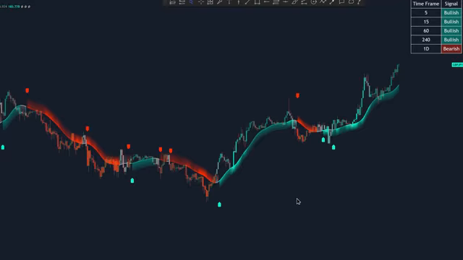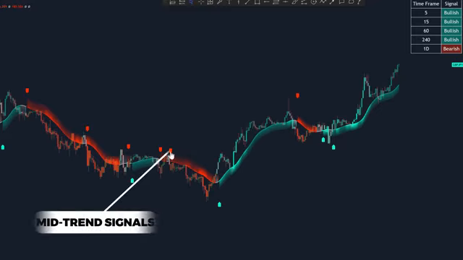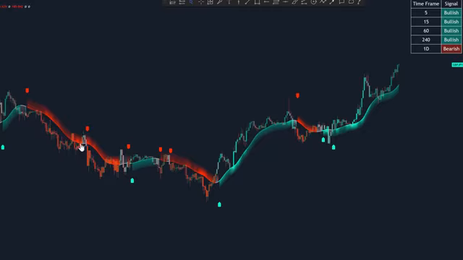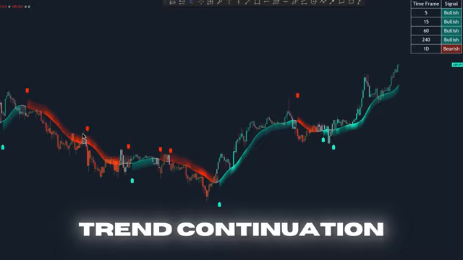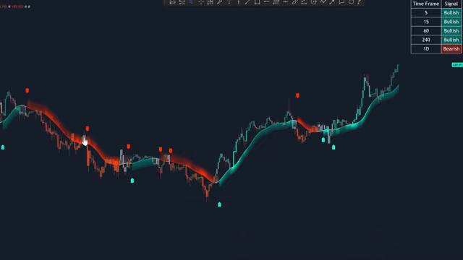Now, you'll also notice that we have arrows in the middle of trends. These are called mid-trend signals. These signals appear within an active trend when the price pulls back to touch the Gaussian band. A green signal like this one suggests a buy opportunity within an uptrend. Conversely, a sell signal like this one suggests a selling opportunity within a downtrend. These can be used for trend continuation trades, especially when the price touches the Gaussian band and then resumes in the trend's direction.